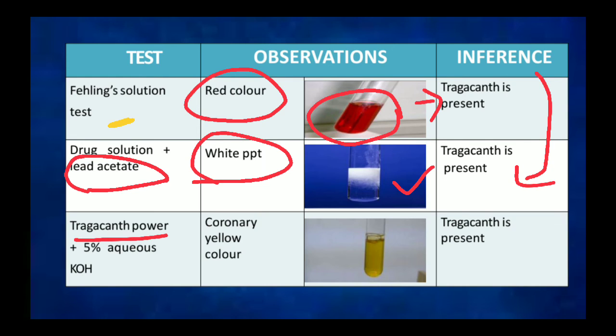Tragacanth powder, if treated with 5% potassium hydroxide, a canary yellow color is obtained which looks exactly like this. It says that tragacanth is present.